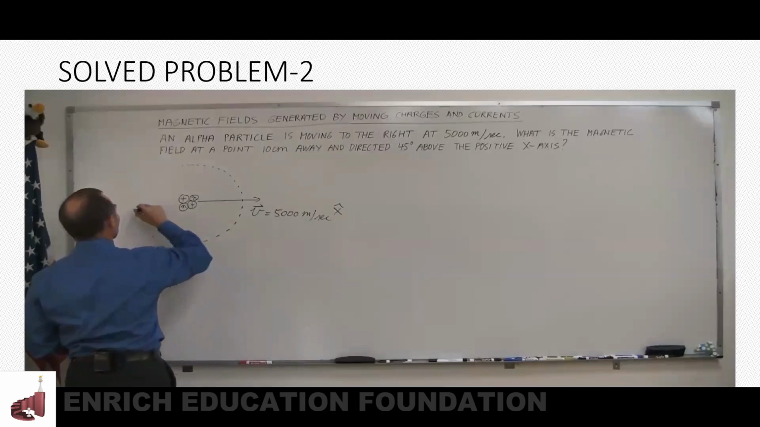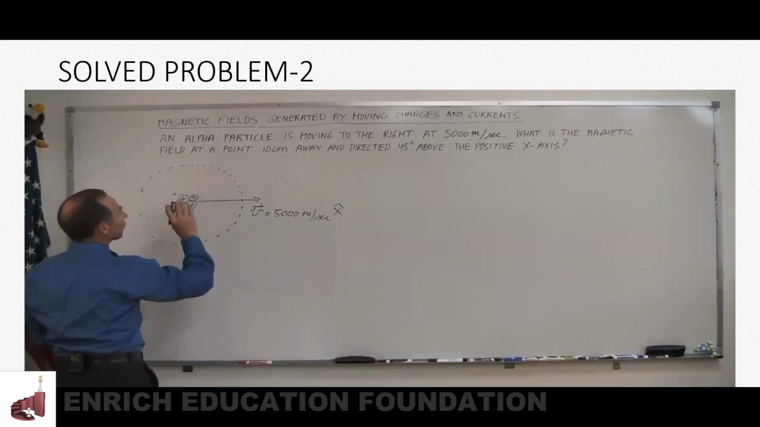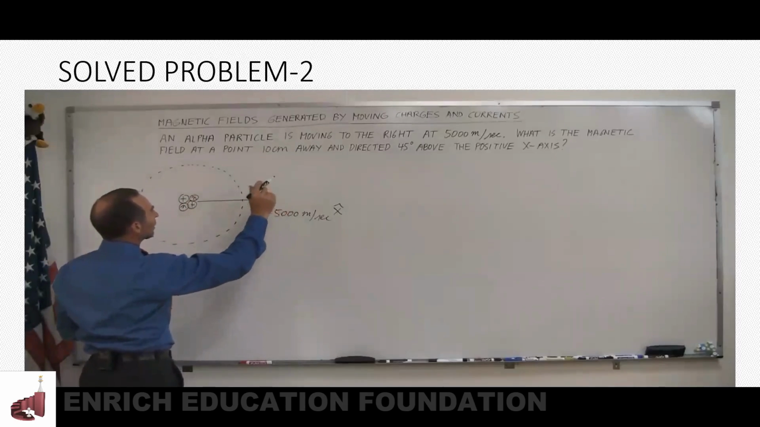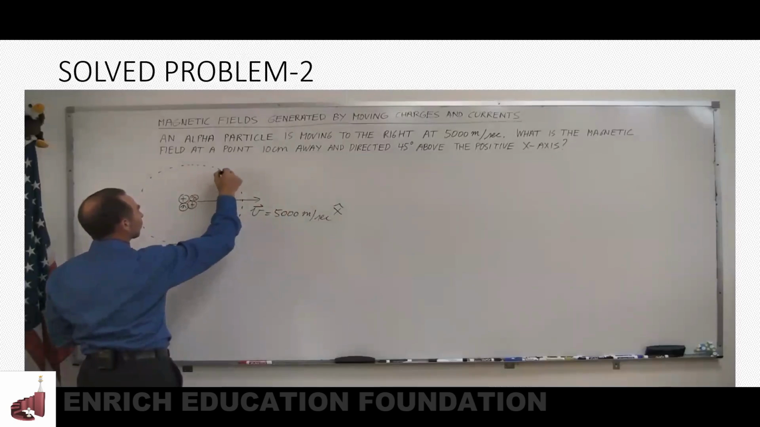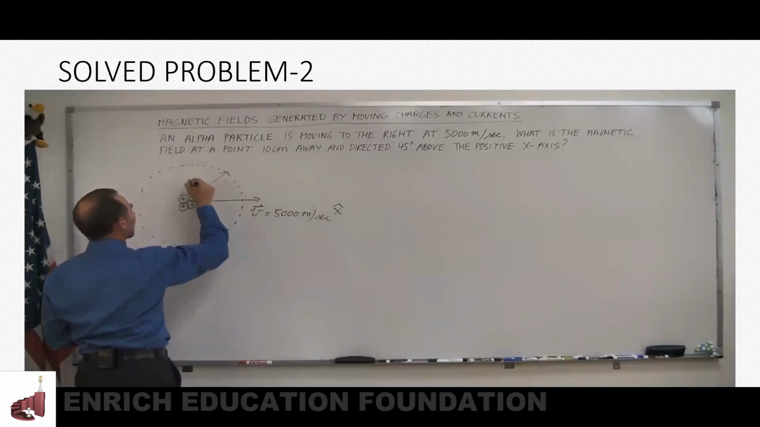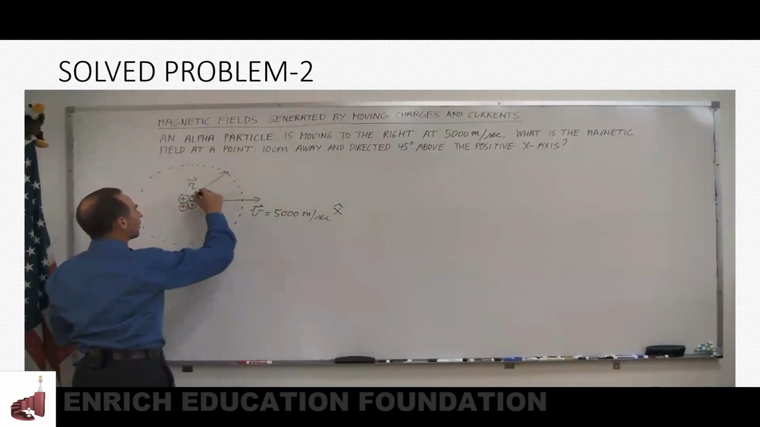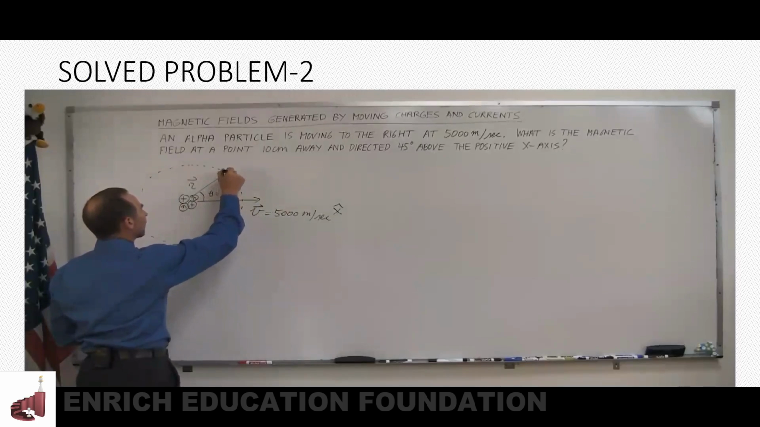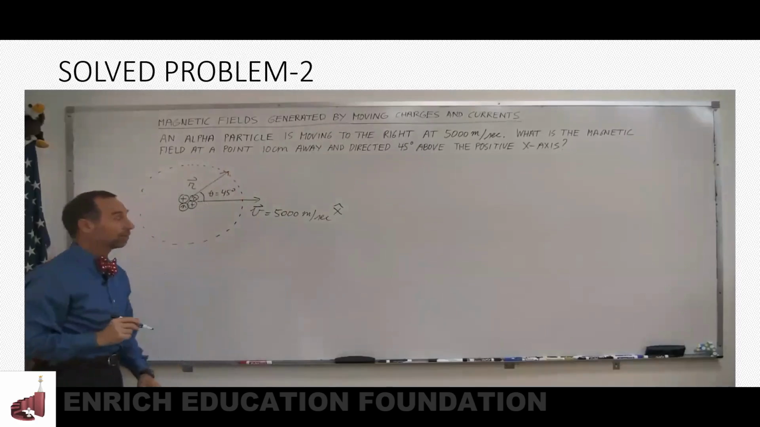with a radius of 10 centimeters. And we're supposed to find the magnetic field at a position on that circle at an angle of 45 degrees above the horizontal. So if this is the position vector r, then this here is theta equal to 45 degrees, and we're supposed to find the magnetic field right at that spot.